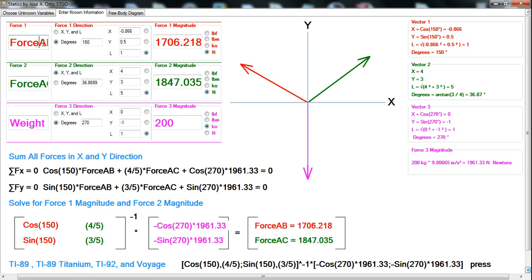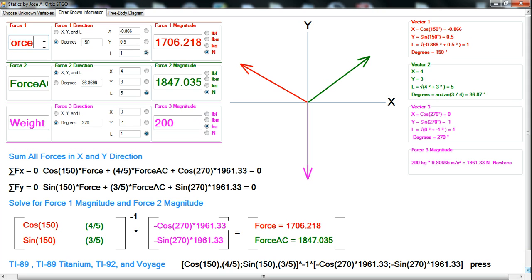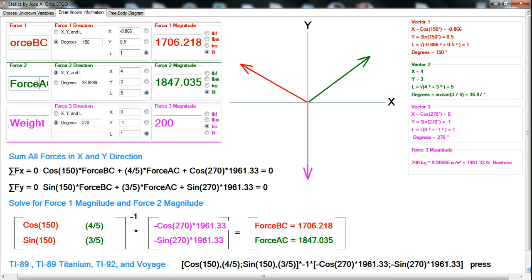And then my first force here, I'm gonna name it BC, and the second unknown force here is BA. BC and BA. B is the center. That's what I started with B. And here we can name this crate.